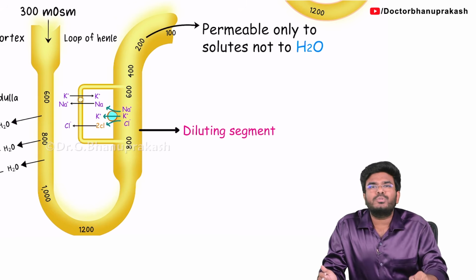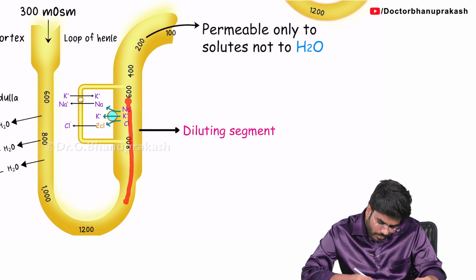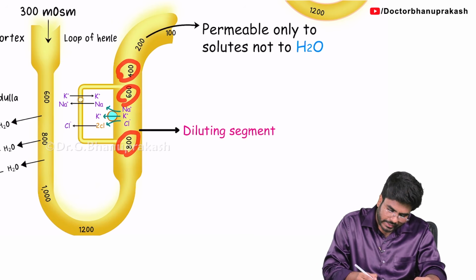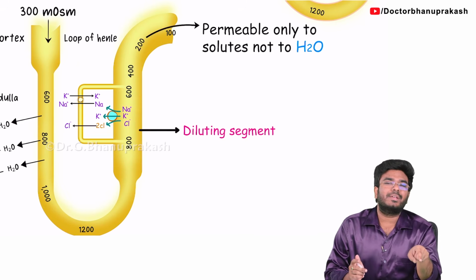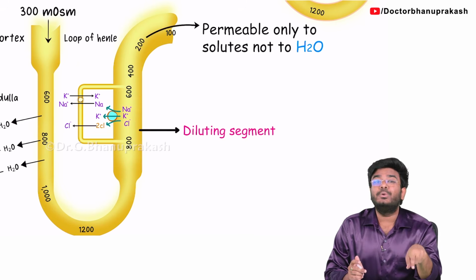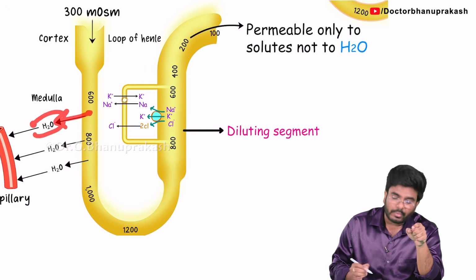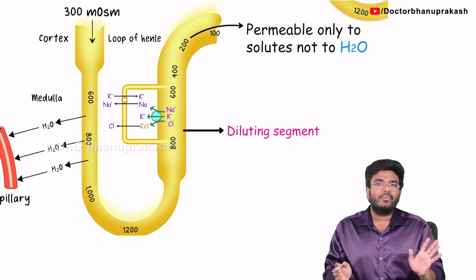So when you remove the solutes out of the urine, the urine will become diluted. So that's why as the urine is going through the ascending limb of loop of Henle, gradually the urine keeps on getting diluted. Okay. So the descending limb is a concentrating segment, but the ascending limb is a diluting segment. The descending limb is permeable to water, but the ascending limb is permeable to solutes. So we are removing the solutes, guys.